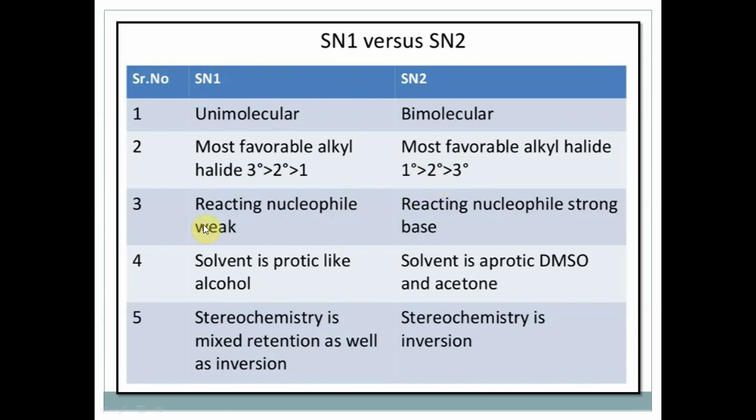The reacting nucleophile is weak in case of SN1. In case of SN2, the reacting nucleophile is a strong base. In SN1, the solvent is protic, like alcohol. In SN2, generally we use aprotic solvent like DMSO, dimethyl sulfoxide, acetone, etc. In SN1 reaction, stereochemistry is mixed, retention as well as inversion. Because carbocation is a planar intermediate, attack from both sides is possible here. But in SN2, stereochemistry is inversion.